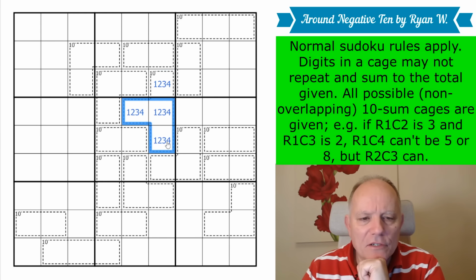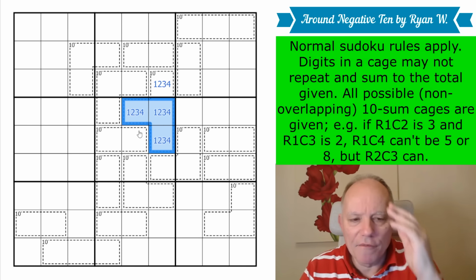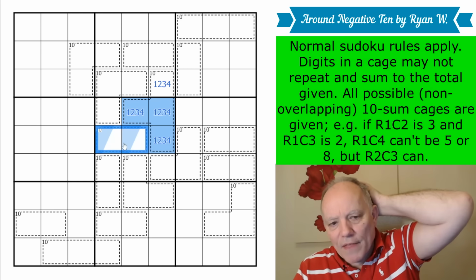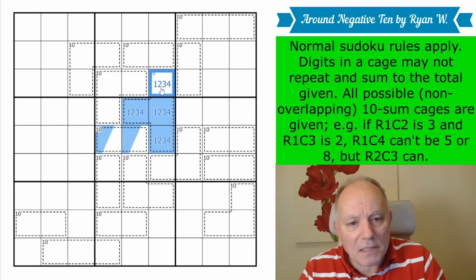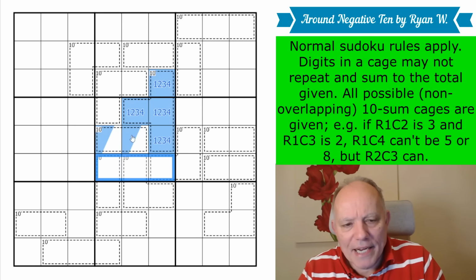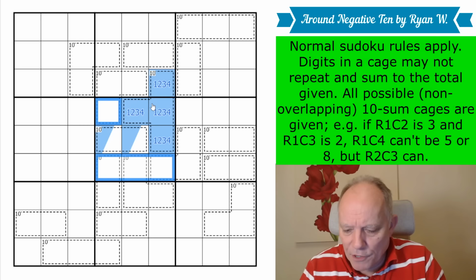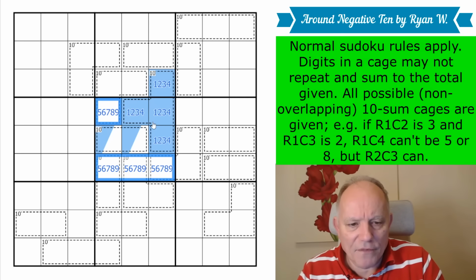Now, in this central box, let's call the low digits blue, the digits below 5. There are 3 of them there. There must be another one in this cage, and that must be the last one. It must actually be the same as that digit. And therefore, the remaining digits in the box can't be from 1, 2, 3, 4. They must be from 5, 6, 7, 8, 9.